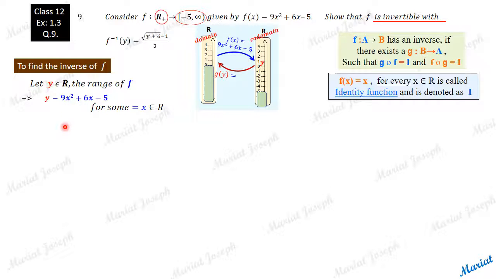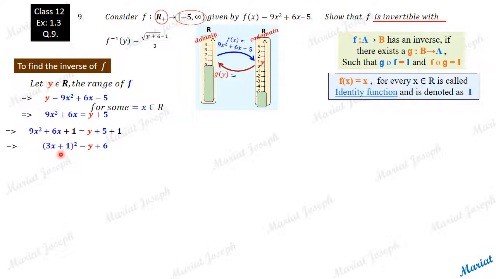How? Here we go. I'm going to simplify this equation. 9x square plus 6x is equal to y plus 5. And I'm going to make a perfect square out of it. 9x square plus 6x, I'll add and subtract a term to make it a perfect square. I add 1 on the LHS, add 1 on the RHS to balance the equation, so that this left hand side now has become 3x plus 1 whole square.